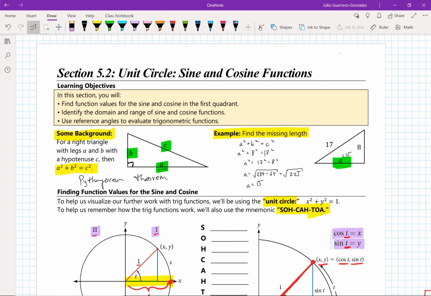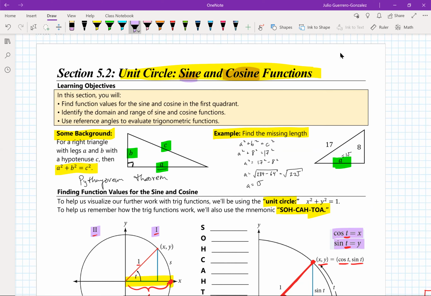Okay. So let me do a quick review about this stuff, right? For 5.2, we were going to start talking about the unit circle, okay? And in particular, we're going to start talking about the most fundamental functions for trigonometry, and that's the sine and the cosine function.